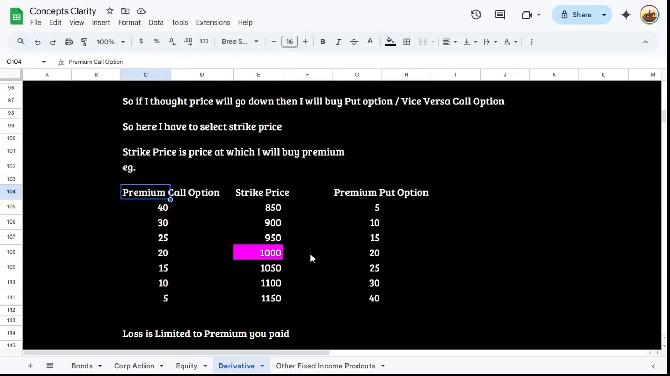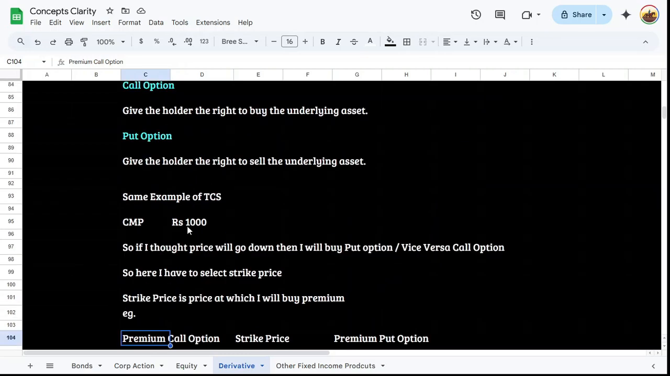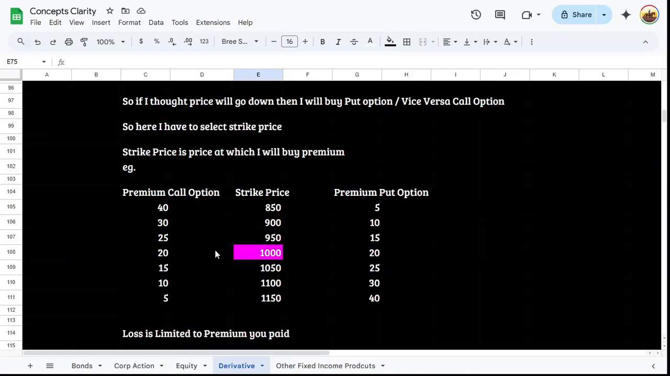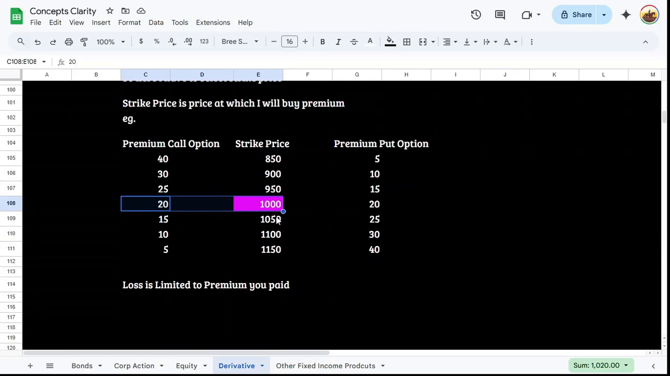So be careful with that. What will be the maximum loss? Here you can see the premium paid is 20 rupees, so 20 rupees will be the maximum loss. In a call option, if we predicted that the market is going to go up, but suppose the market falls to any level, then my maximum loss is 20 rupees. And the profit is unlimited, because the market can go to 2000, 5000, anything hypothetically, and my profit is unlimited. That's the best part of the option.